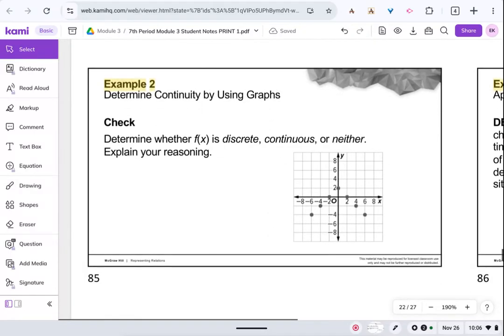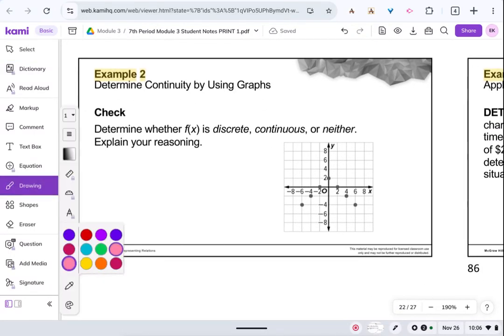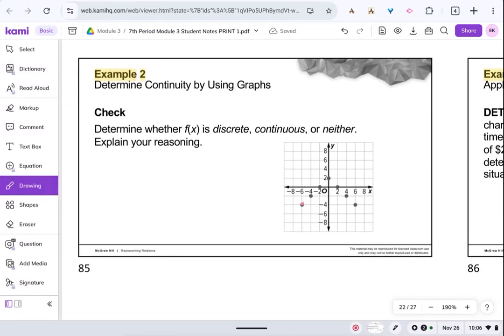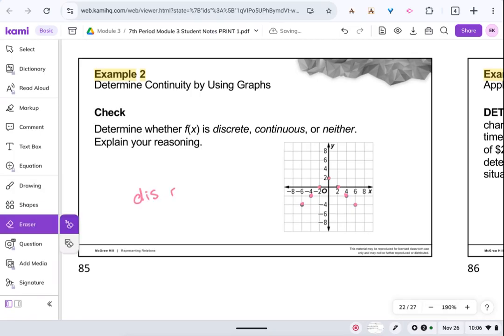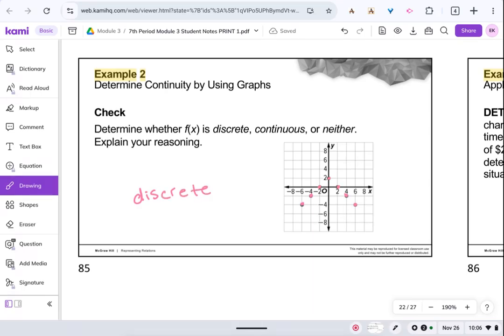All right, looking at slide 85, notice on our graph, we've just got a bunch of points. None of them are connected. So in that case there, that one is going to be discrete. Because it's just points. So this one is points only.